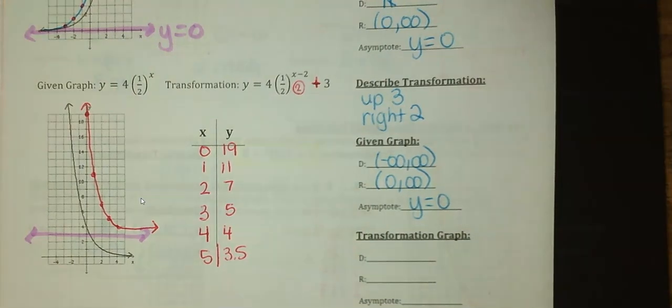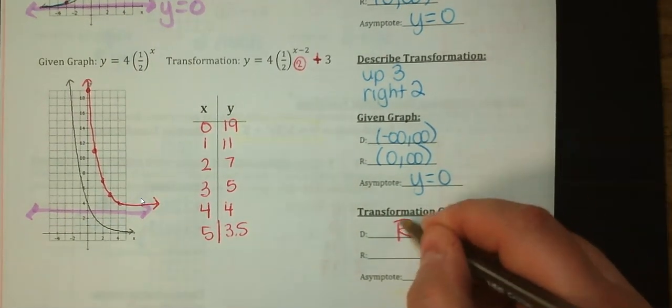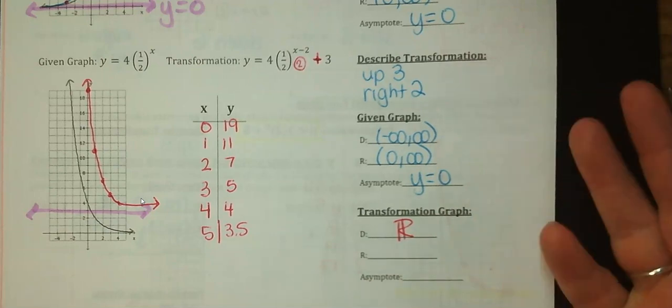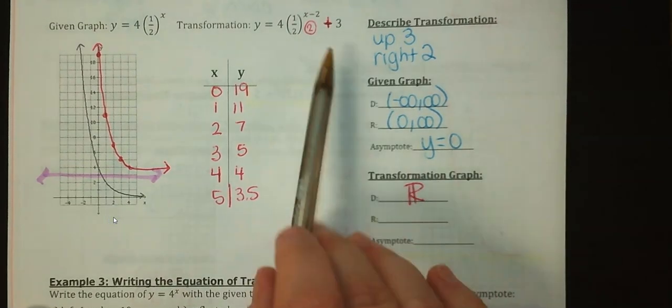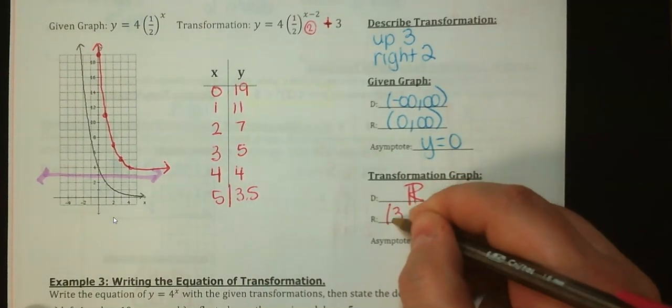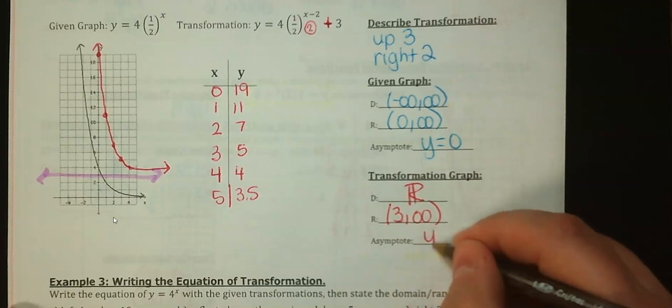The domain, every single one of these should be all real numbers. The range, if you got a shifted graph, is exactly what Trey said. It's whatever the asymptote is. So it's just going to be 3 to infinity. Your asymptote is y equals 3.